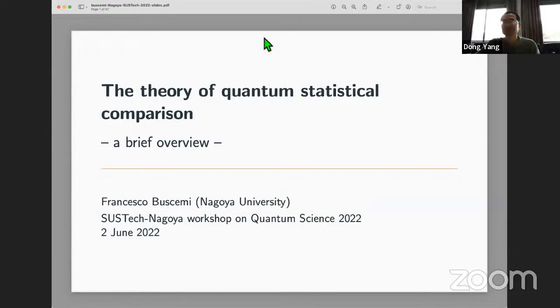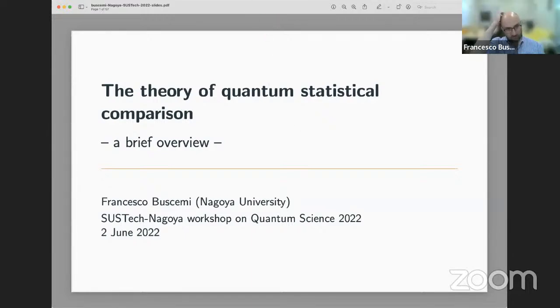Okay, please. Thank you very much for giving the opportunity to present this talk at this meeting. So today I would like to give an overview on the theory of quantum statistical comparison, which is very relevant for quantum resource theories, but it finds its roots in mathematical statistics. It is a quite general framework to discuss statistical or information theoretic problems.